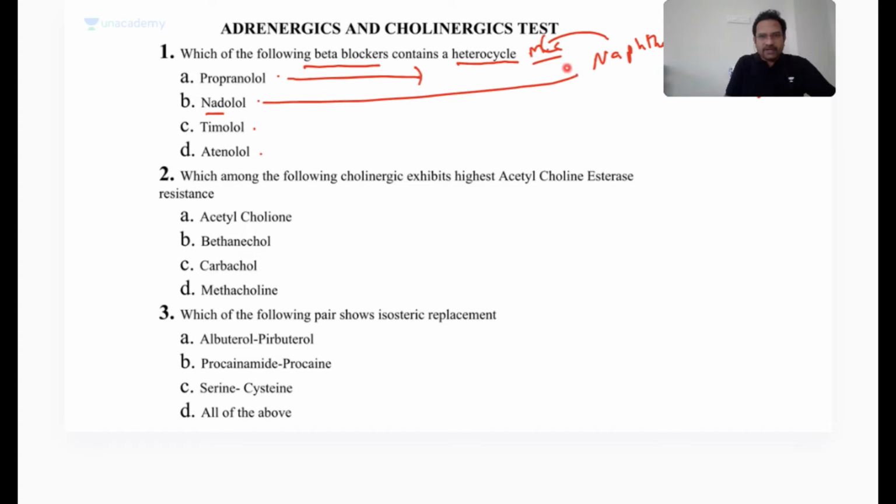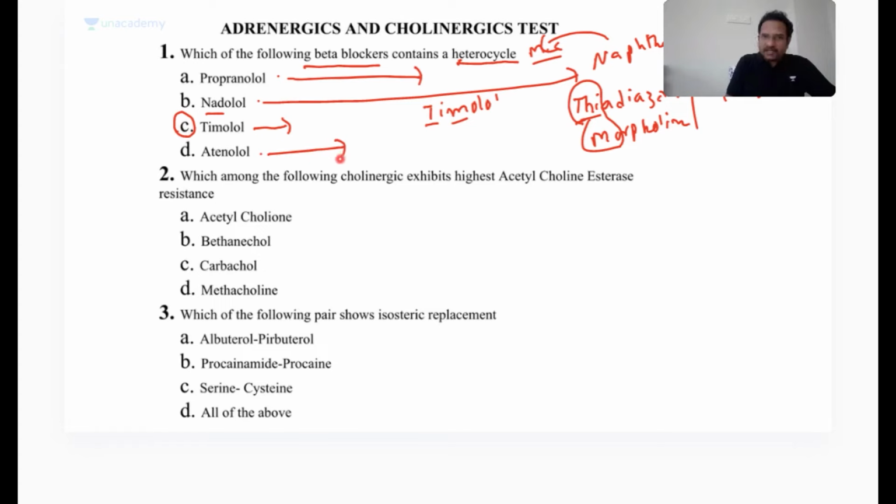Similarly, nadolol is also a derivative of the naphthalene ring. Again, it is a carbocycle. Timolol. Now, timolol is different. I explained in the class already. Timolol, the name itself will give you certain hints about the structure. Timolol indicates it has a thiadiazole ring and a morpholine ring. That's why timolol is derived like that. So timolol contains two heterocycles. So the drug which contains a heterocycle is timolol.